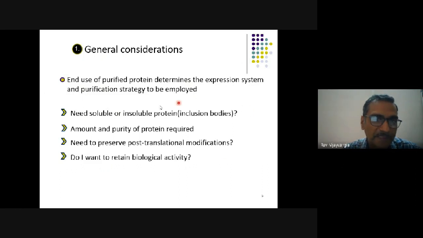Also, other things you have to think about: whether you need soluble protein or whether insoluble protein will also be fine, like in the form of inclusion bodies. Also, you have to ask the question how much you want and how pure you want. Also, whether you want to preserve the post translation modifications in the protein or not. Have you heard of this term, post translation modifications? Have you heard this term, post translation modification?